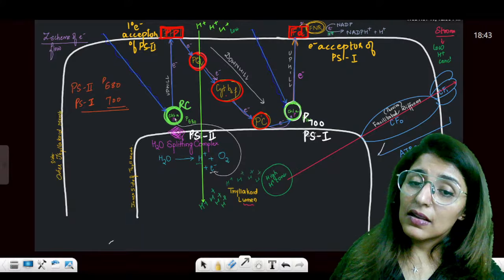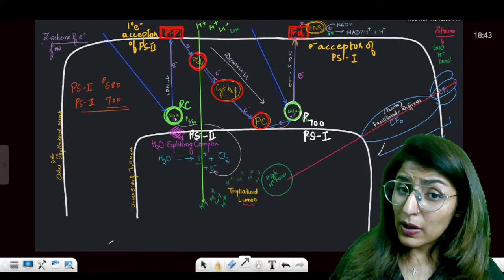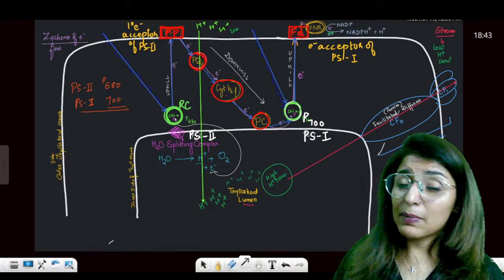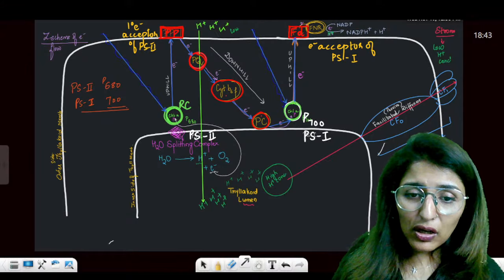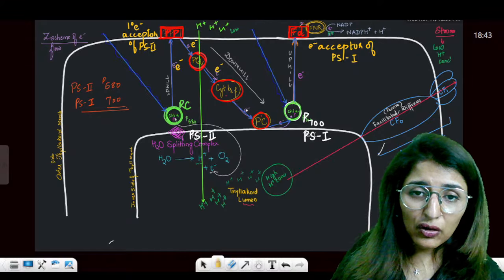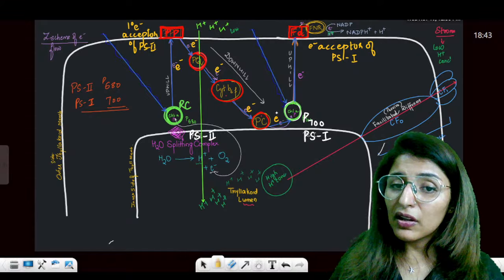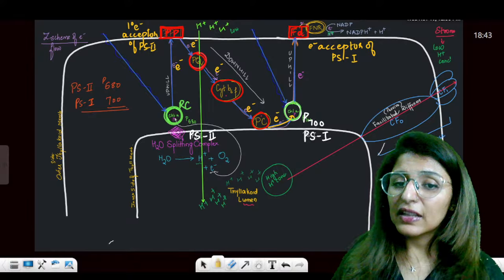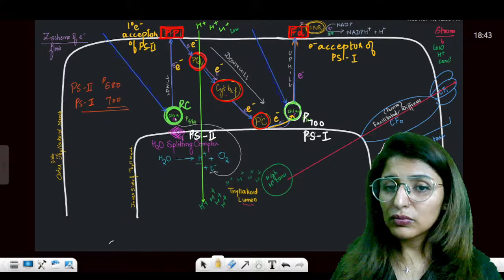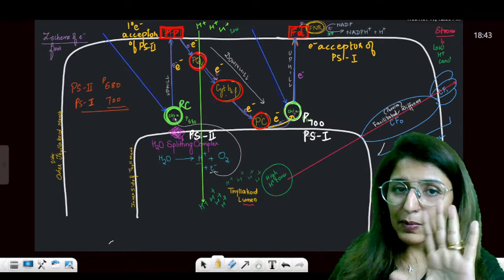Now, since the chlorophyll of PS1 has already lost its electron, which was accepted by ferredoxin, the electron coming from PS2 will be able to compensate the electron lost by PS1. Can we say this? Yes or no? And is this much point clear?